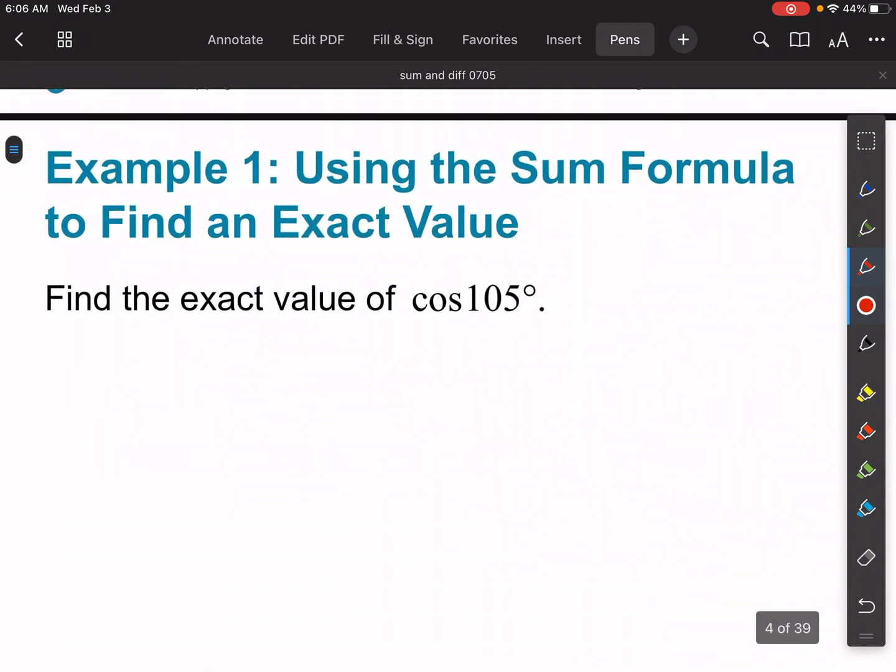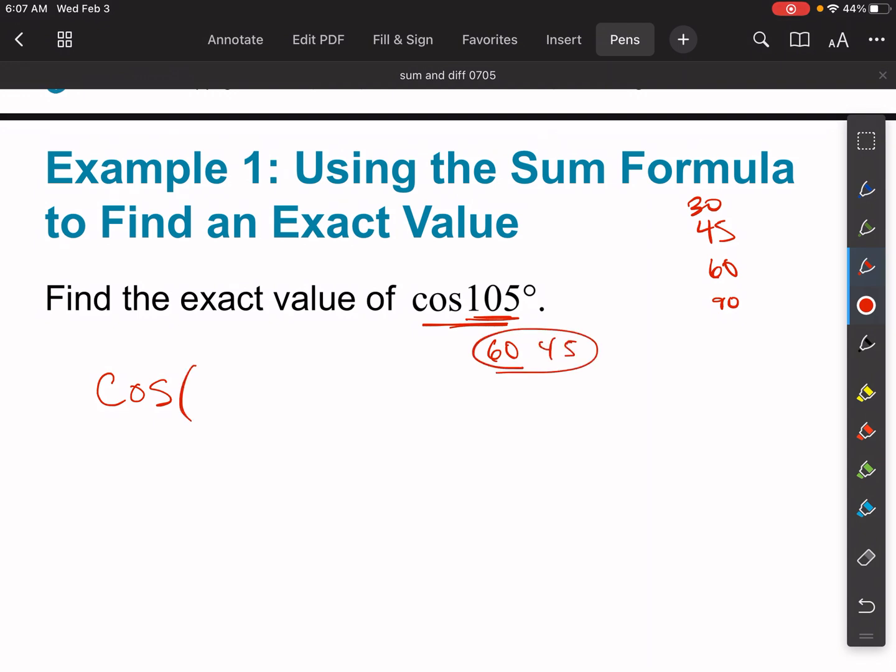Okay, so for example 1, it says, using the sum formula, find an exact value of cosine of 105 degrees. So what they want us to do is to break this up into two pieces. Let's look for two nice pieces. By the way, the nice angles that we know, just to review, 30 degrees, 45 degrees, and 60 degrees, and obviously any kind of 90 degree angle, we know sines and cosines at those particular places. So I'm going to try to break it up into two of those. So here, 105, I think 60 and 45 give me that.